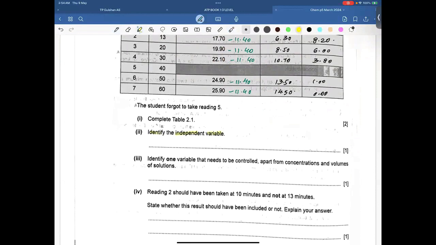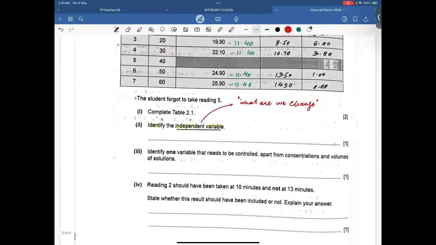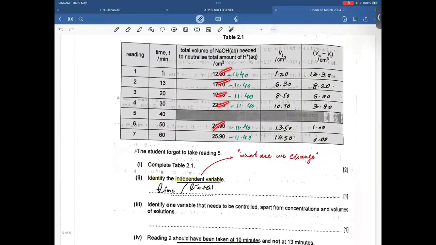Identify the independent variable. I've told you so many times, dependent variable is what we measure, whereas independent variable is what we change. What are we changing? We are changing time. So time is going to be the independent variable. Also, the independent variable could be the total volume of NaOH because I'm changing it.